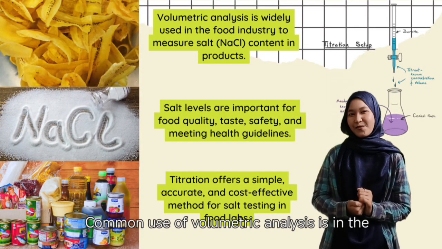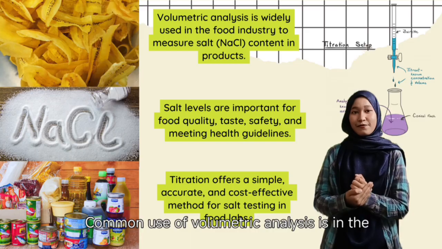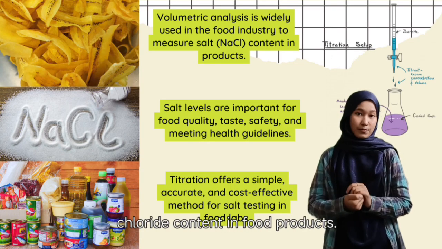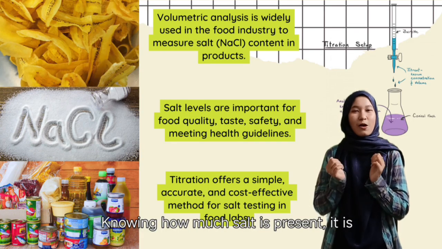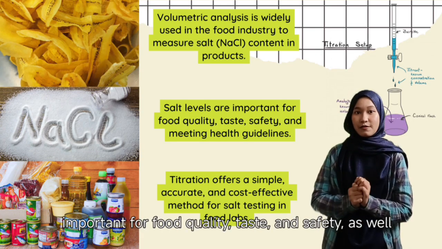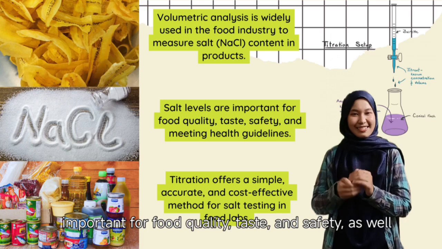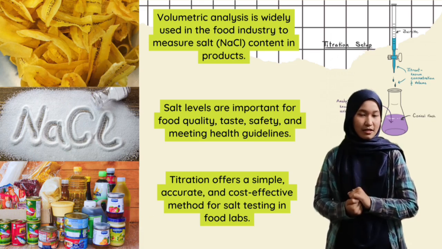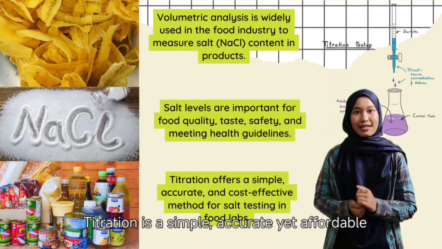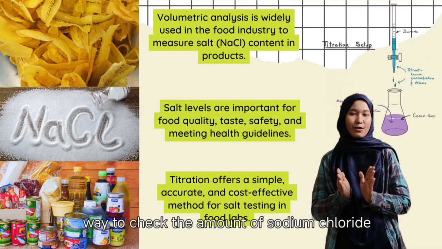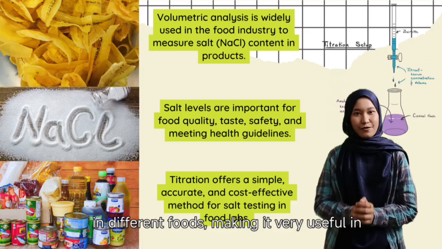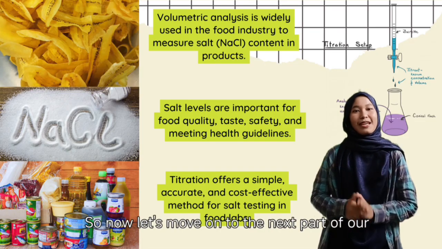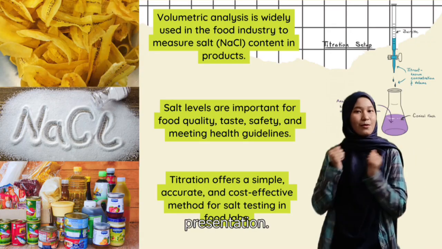The common use of volumetric analysis is in the food industry to measure the sodium chloride content in food products. Knowing how much salt is present is important for food quality, taste, and safety, as well as to follow health guidelines. Titration is a simple, accurate, yet affordable way to check the amount of sodium chloride in different foods, making it very useful in food testing labs. So now let's move on to the next part of our presentation.